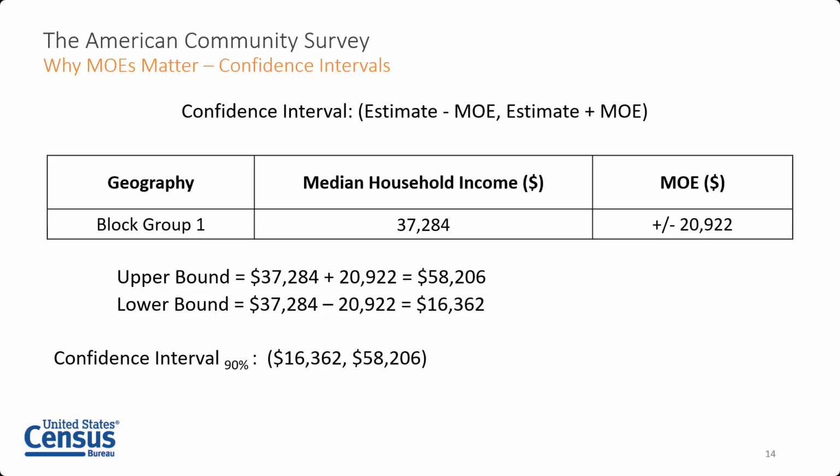$20,922. The upper bound is the estimate plus the MOE, or $58,206, and the lower bound of the confidence interval is the estimate minus the MOE, that is $37,284 minus $20,922 to get a total of $16,362. Now, this confidence interval is at the 90% confidence level, the Census Bureau standard. So therefore, we can conclude at a 90% confidence level that the true estimate for the population lies somewhere between those two values.